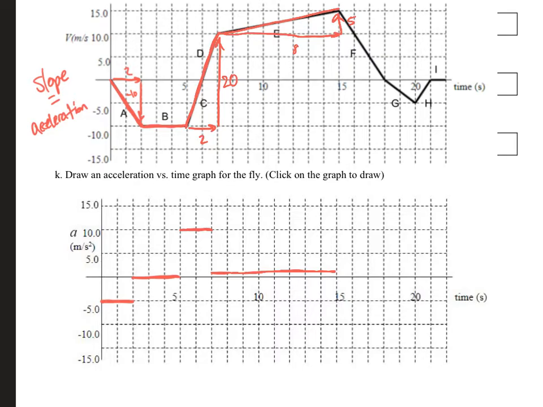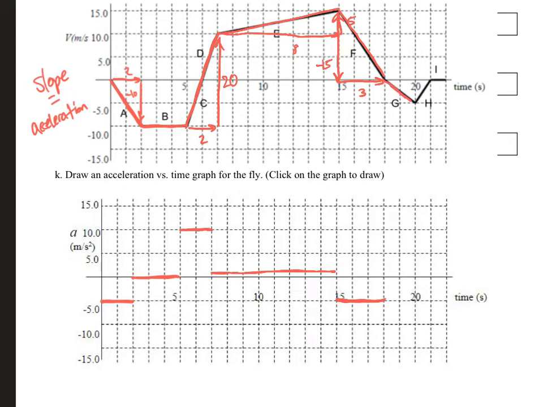So now we get to F. F is this section. The run is 3 seconds. The rise is negative 15. It goes from 15 to 0. So negative 15 divided by 3, that is a slope of negative 5, and that goes from 15 to 18.